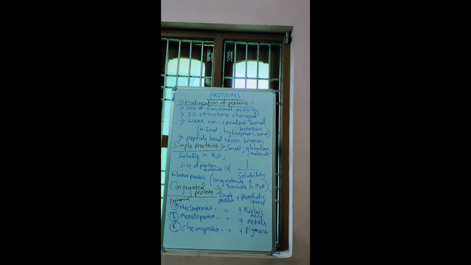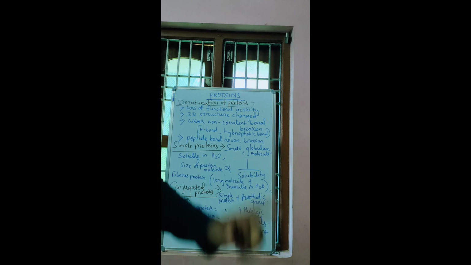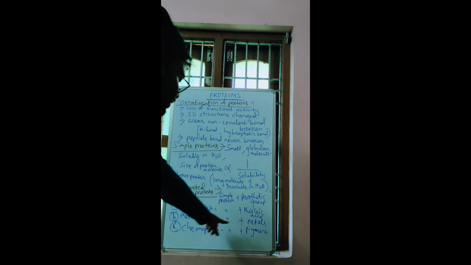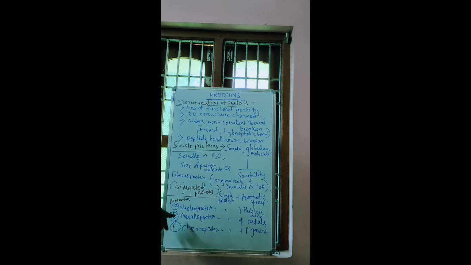Conjugated proteins are simple proteins with a prosthetic group. If the prosthetic group is nucleic acid, then it is a nucleoprotein. If the prosthetic group is metal, metalloproteins. If pigment, chromoproteins. The best example of nucleoproteins is protamines. Metalloproteins, hemoglobin. Chromoproteins, cytochrome.